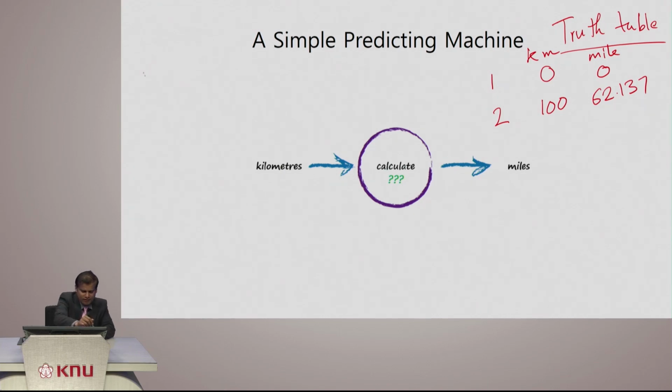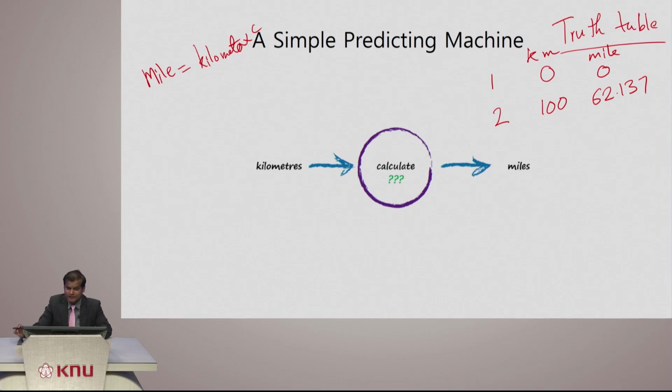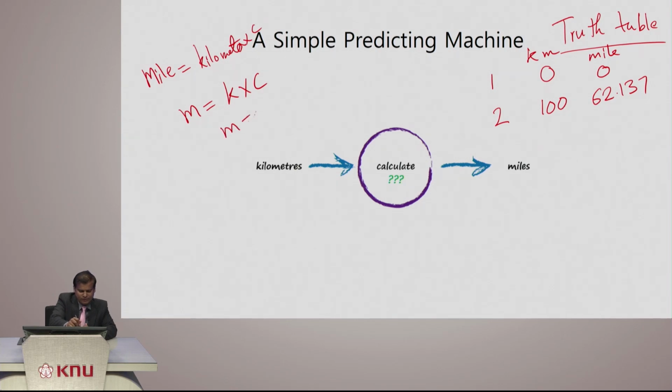You know that miles equals the kilometers times some value, let's call it C. With this thought, we will try to examine what this C value is. Let us try to put the C value to be, say, 0.5. So miles, let's call it m, equals k times C, and if C is 0.5, what happens? m equals k times 0.5.